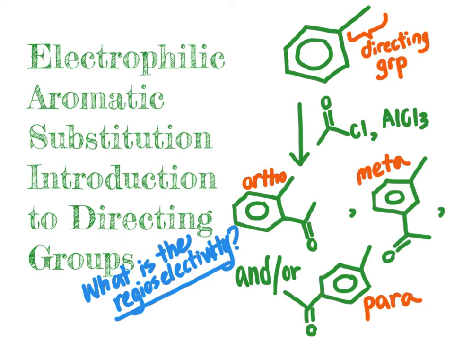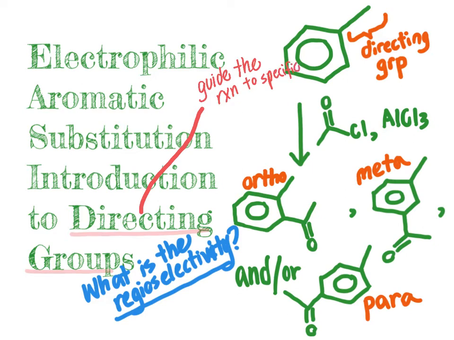And as we talk about directing groups, the concepts that we are going to be focusing on here, and we'll get into mostly in the upcoming videos, is that directing groups are what we refer to as groups that are going to guide the reaction based on electronic effects. So directing groups are going to guide the reaction to specific constitutional isomers, ortho, meta, or para, based on electronic effects.